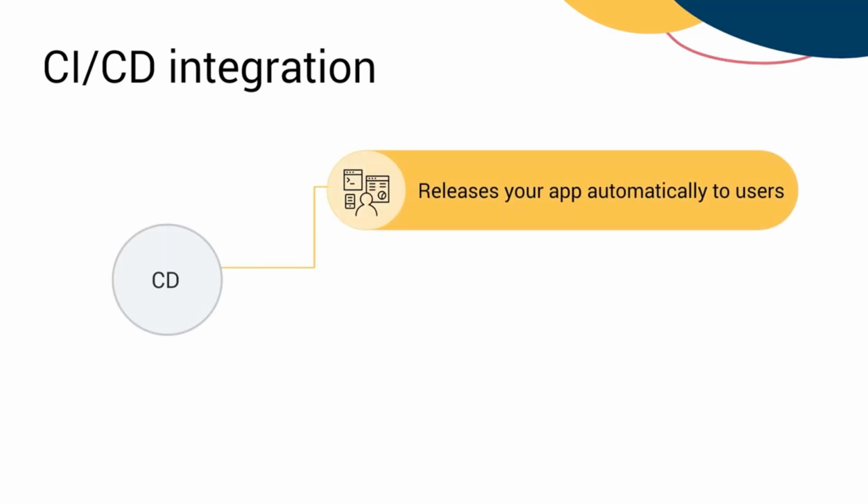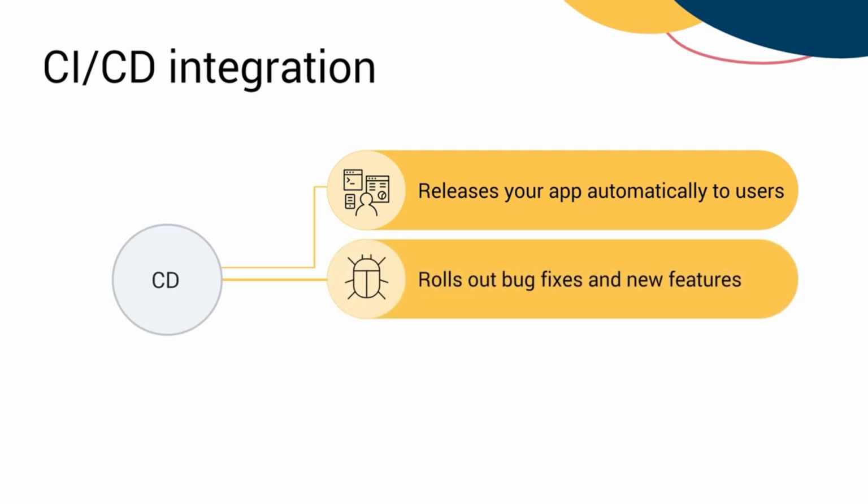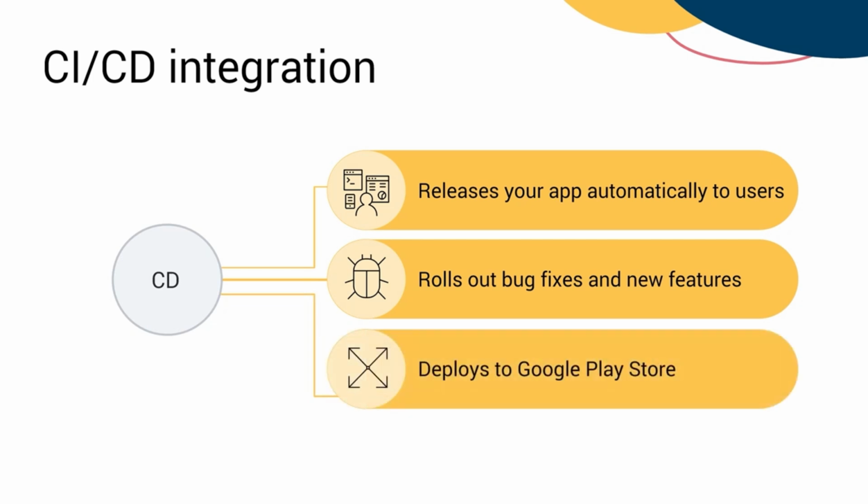CD automatically releases your app to users. It also ensures that bug fixes and new features reach app users through an automated process. After successful internal testing, a staged rollout, and a full release, your app is deployed to the Google Play Store.